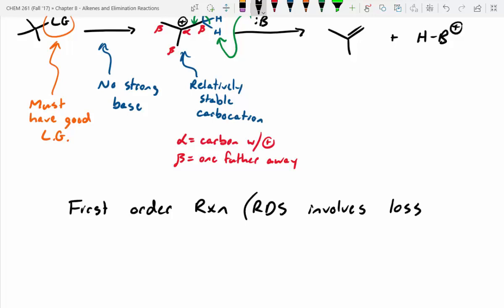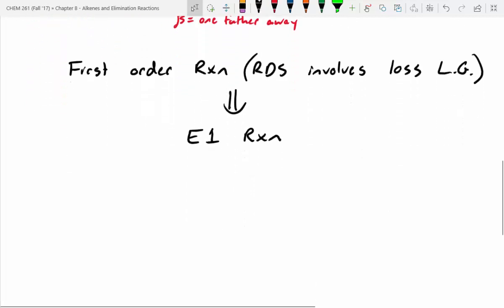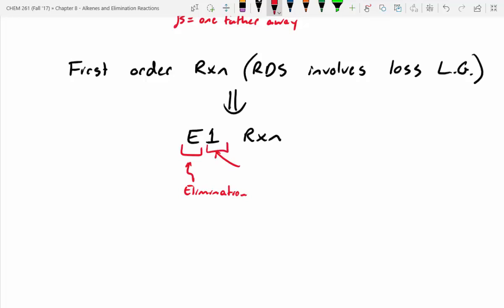Because the rate determining step involves loss of a leaving group. Therefore, what we call this is an E1 reaction. Just like before, the E is for elimination, and the 1 just implies that the reaction is first order.